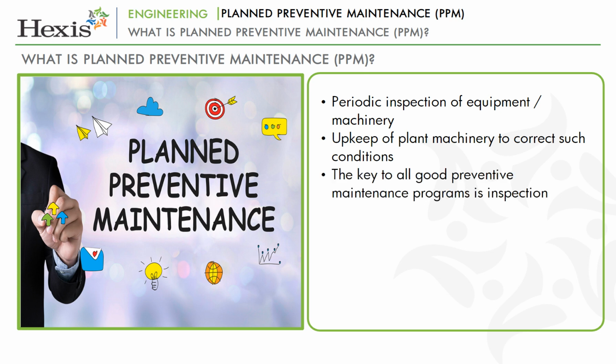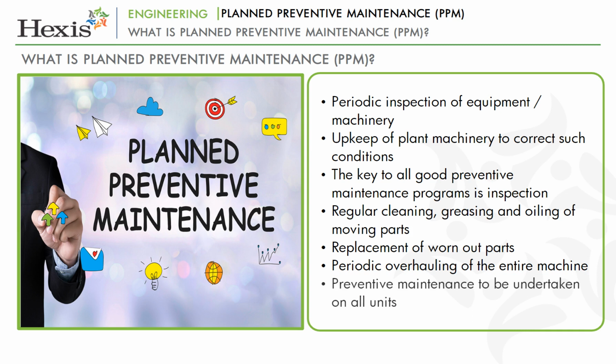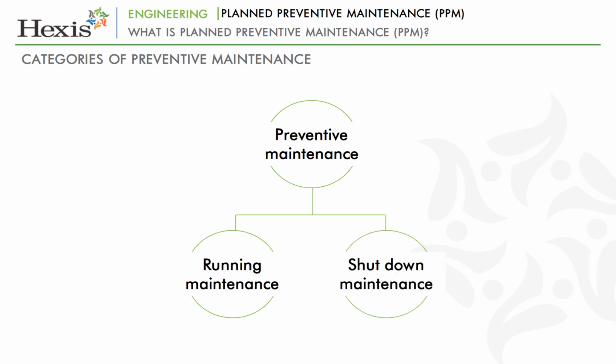The key to all good preventive maintenance programs is inspection. Regular cleaning, greasing and oiling of moving parts. Replacement of worn-out parts before they fail to operate. Periodic overhauling of the entire machine. Machines or equipment which are critical normally will have backups, but it is still imperative that the preventive maintenance be undertaken on all units. Preventive maintenance is subdivided into the following two categories: running maintenance and shutdown maintenance.